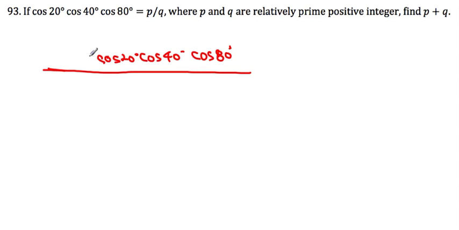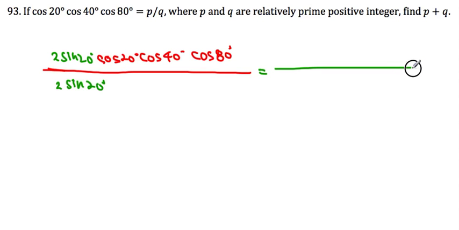So cosine of 20, cosine of 40, and cosine of 80. What if I multiply by 2 sine of 20? Then the denominator will still be 2 sine of 20. In the numerator, the first portion becomes 2 sine of 20 cosine of 20, which is sine of 40. And I'm going to copy the rest of them with the red color: cosine of 40 and then cosine of 80.